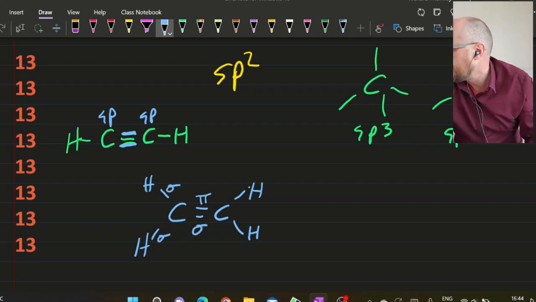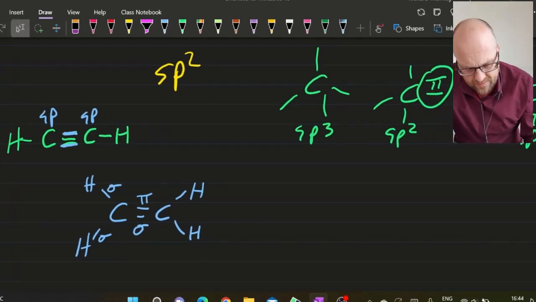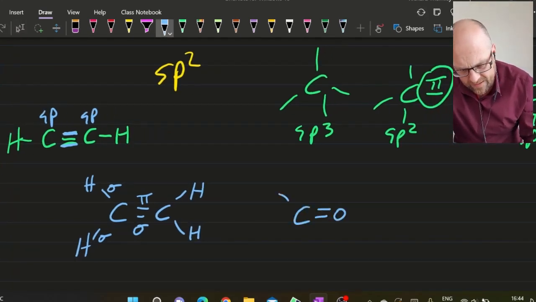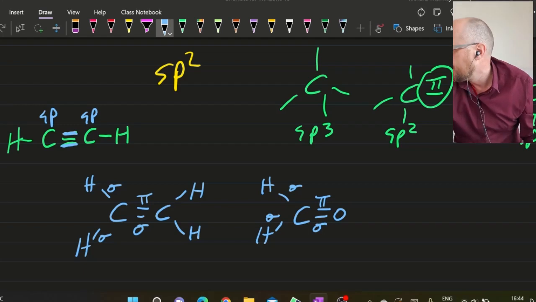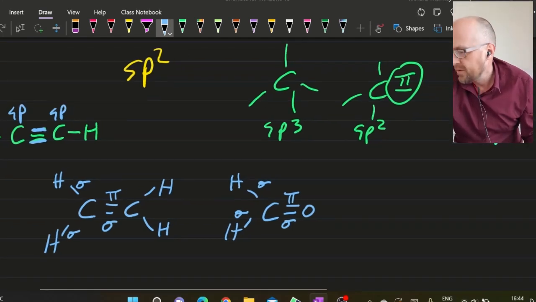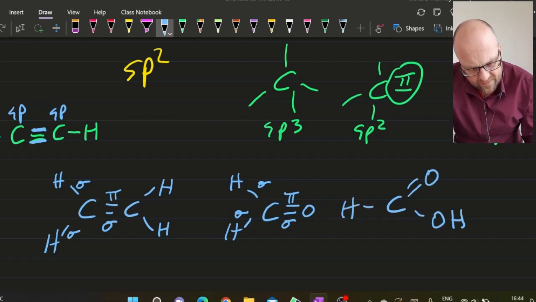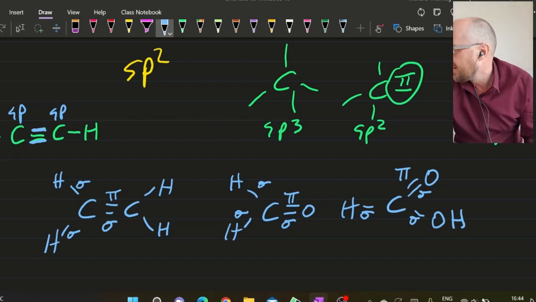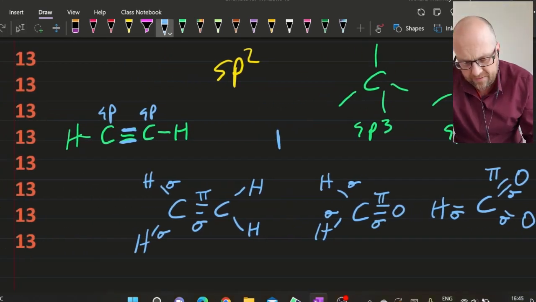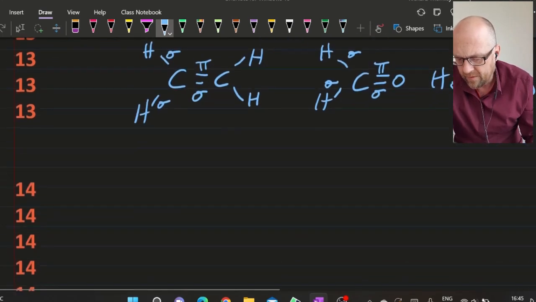Let's keep on going with B. H2CO. So that's methanal. Yeah, that's looking good. Pi, sigma, sigma, sigma. And HCOOH. So that's methanoic acid. So there's a pi, sigma, sigma, sigma. So it's B, isn't it? 13B? Yeah, 13B.